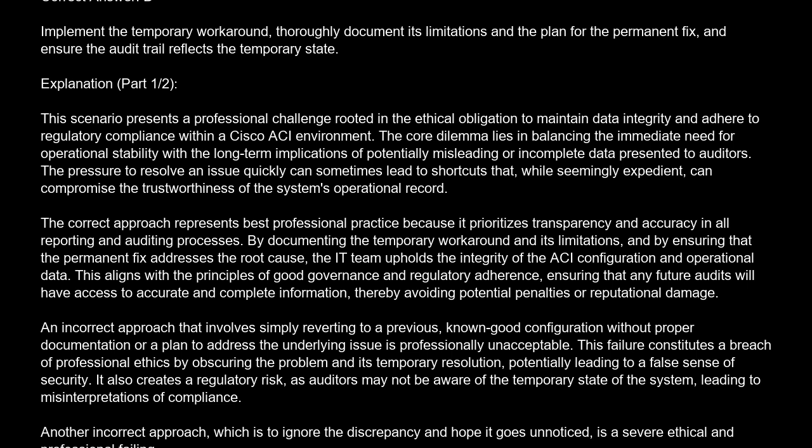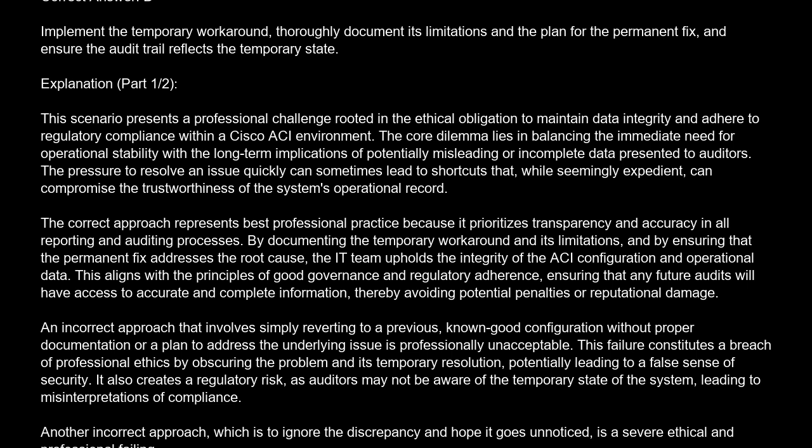This scenario presents a professional challenge rooted in the ethical obligation to maintain data integrity and adhere to regulatory compliance within a Cisco ACI environment. The core dilemma lies in balancing the immediate need for operational stability with the long-term implications of potentially misleading or incomplete data presented to auditors. The pressure to resolve an issue quickly can sometimes lead to shortcuts that, while seemingly expedient, can compromise the trustworthiness of the system's operational record.